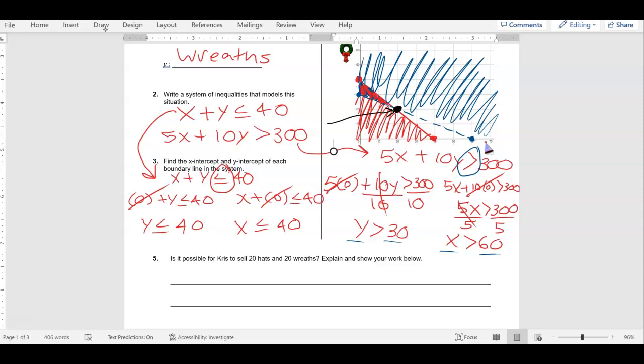Now, do y'all remember that the solution has to be in the double shaded area? So the question they're asking on number 5 is 20 on the X, 20 on the Y. So the question is, is it possible to sell 20 hats, 20 wreaths? So is that black dot in the double shaded area? It's on both lines. It's on a dotted line. So it can be on a solid line, but not a dashed line. So since, for me, the blue line is dashed, it doesn't count. Okay, so it either has to be in the double shaded area, or on double solid lines, or on one solid line.